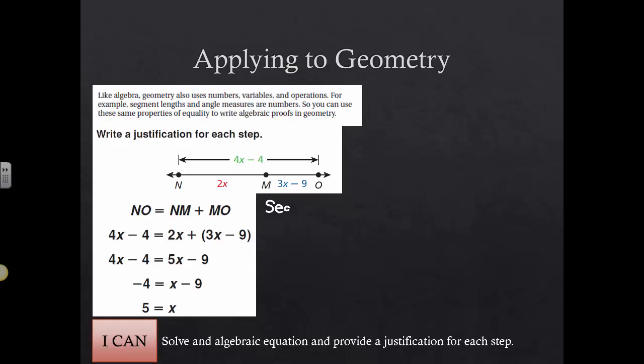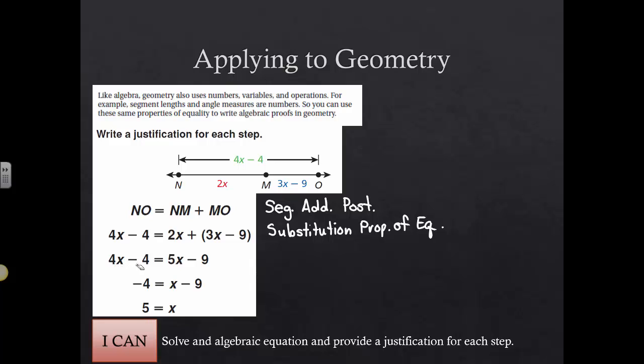Well, we are allowed to say that by the segment addition postulate. And then if we take NO and we replace it with 4x minus 4, we take NM and we replace it with 2x, and we take MO and we replace it with 3x minus 9. What allowed us to do that? Well, the property that said that we're allowed to substitute. So that would be the substitution property of equality.